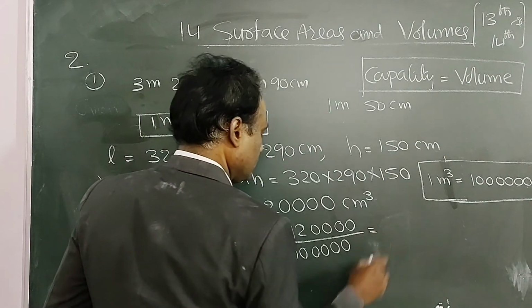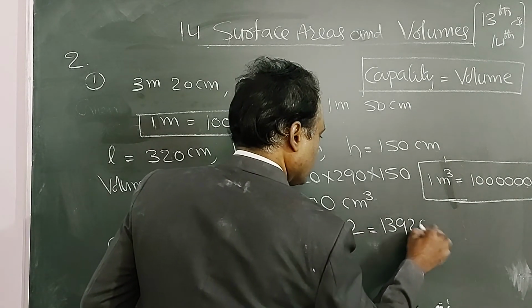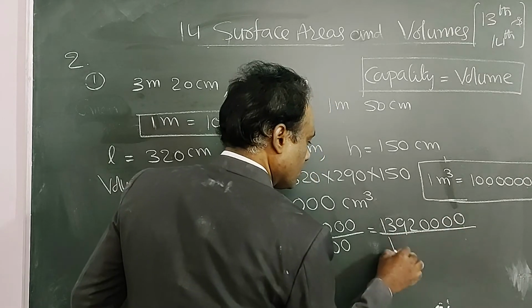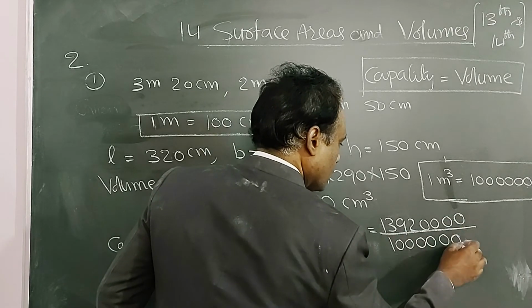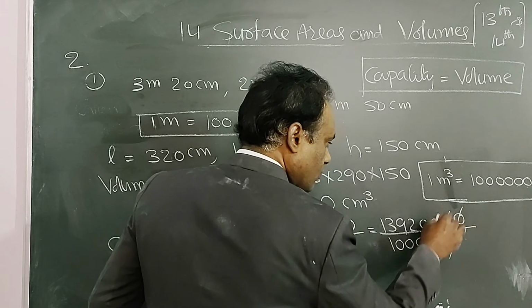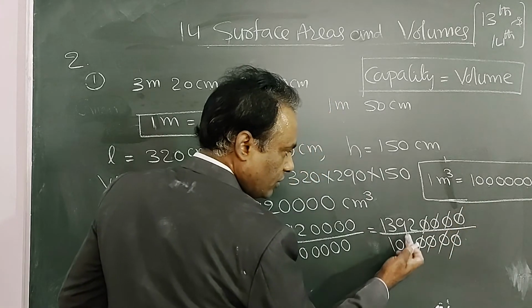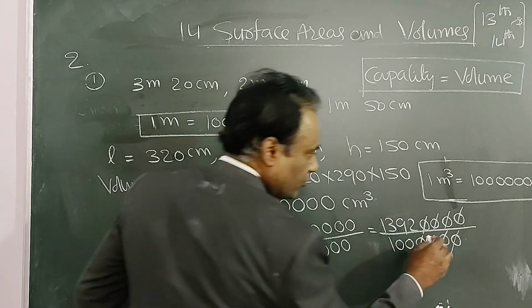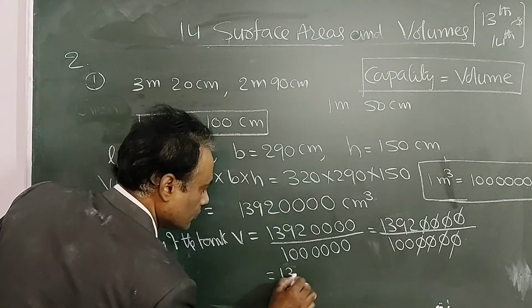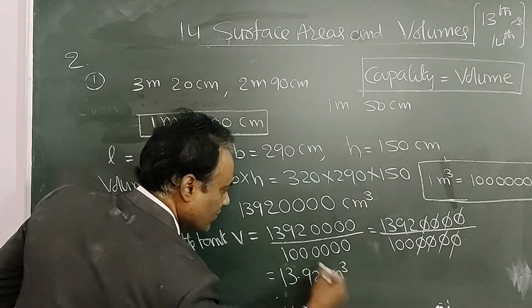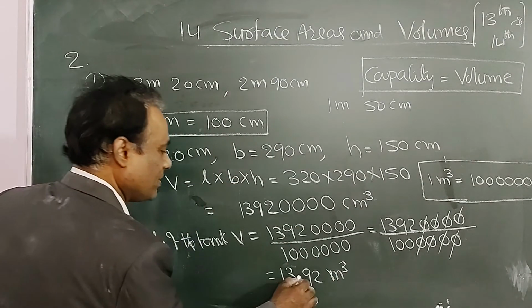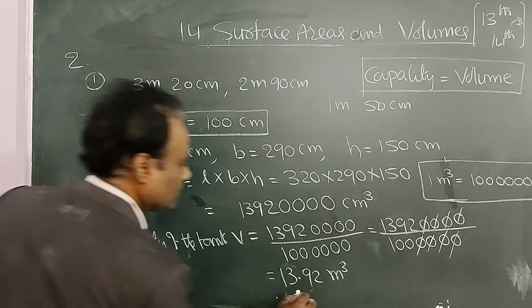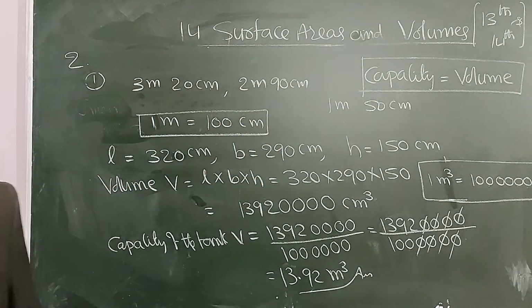See here. What about these 2 zeros? The decimal will be kept before 2 digits. So 13.92 meter cube. This is the answer. 13.92 meter cube. Divide centimeter cube by 10 lakhs so that the answer will be meter cube.